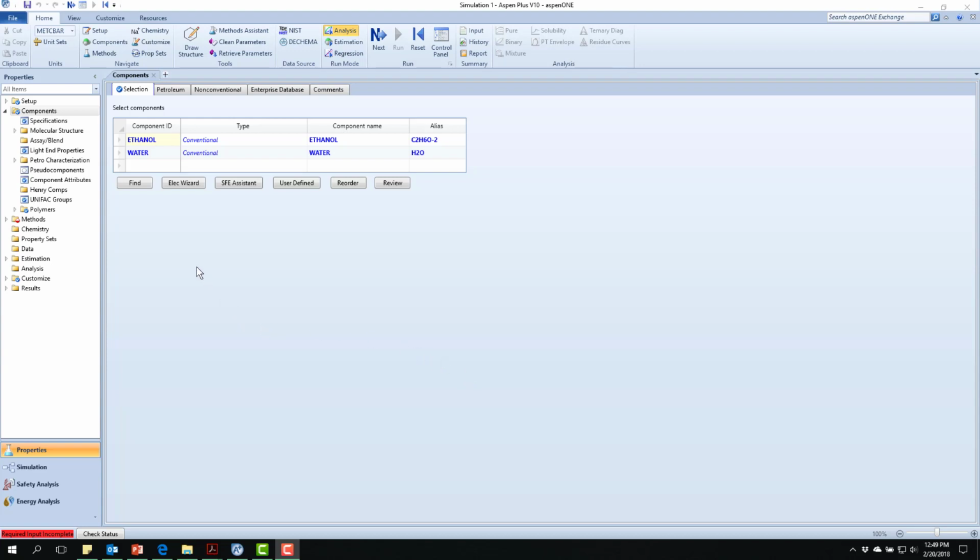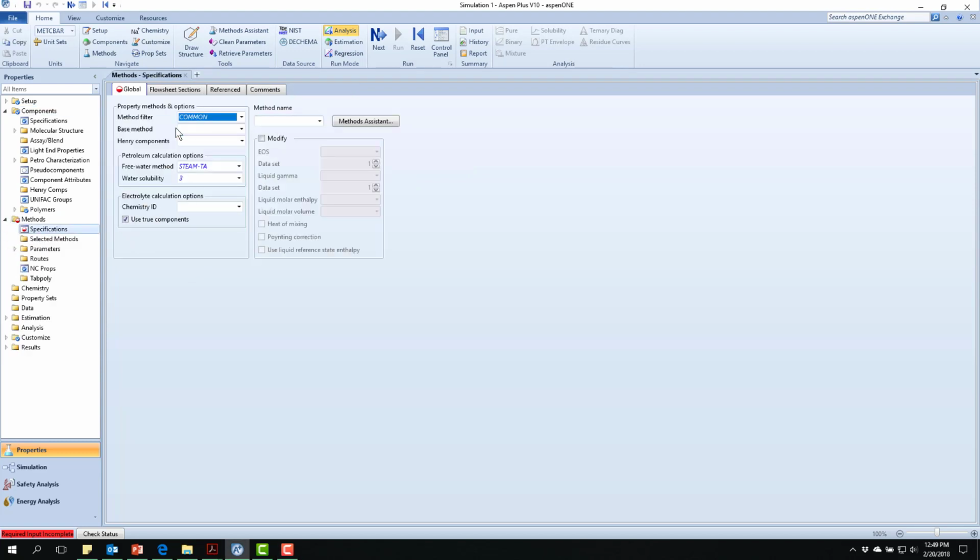So I've just started a fresh simulation and I entered two components, ethanol and water. What I next would need to do is select my method. And to do that, I need to make a best choice for the method name. One of the things that I can do is use the methods assistant.